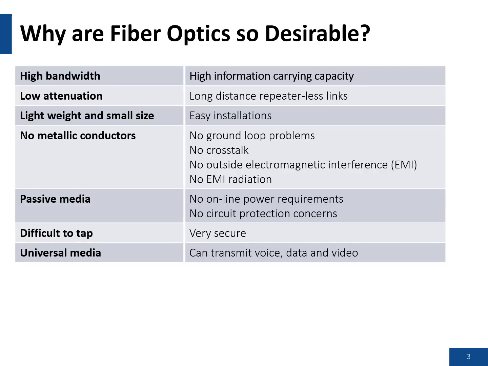It has no metallic conductors for transmission, so it means there's no ground loop problems, no crosstalk, no outside electromagnetic interference, and it doesn't radiate EMI that might influence other systems. It's passive media, so it means no line powering requirements, and it has no circuit protection concerns. It's very difficult to tap, which means it's very secure, and it's universal media.